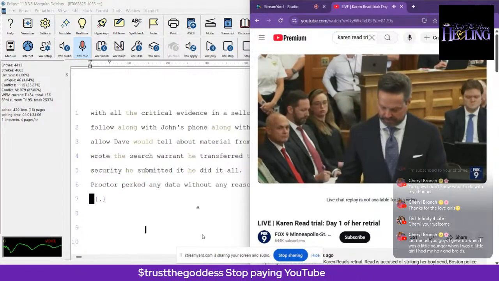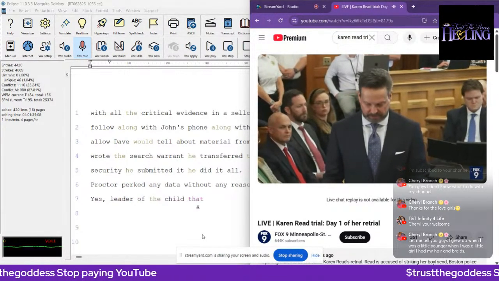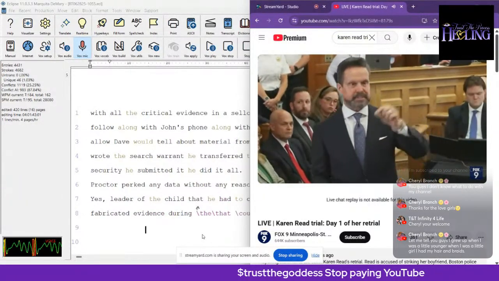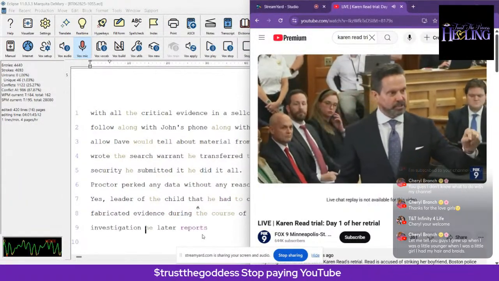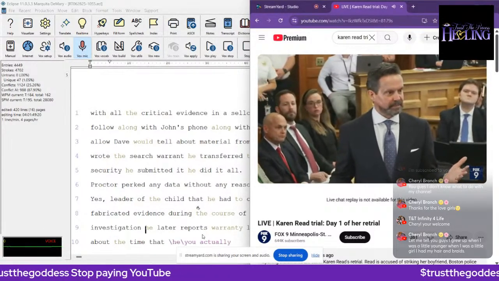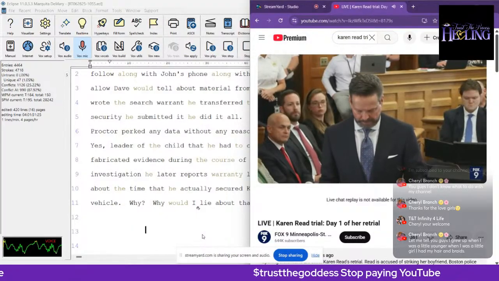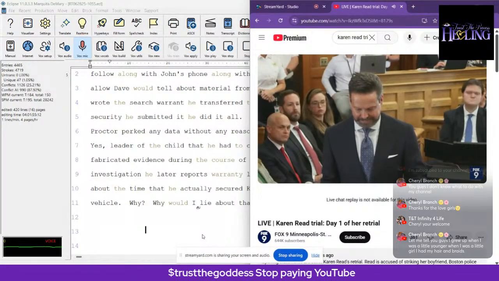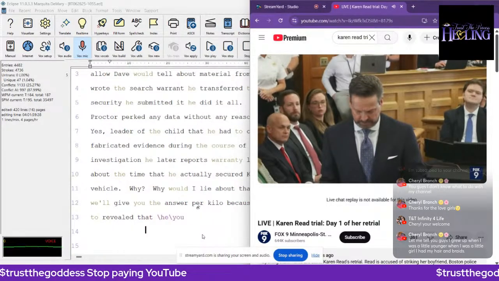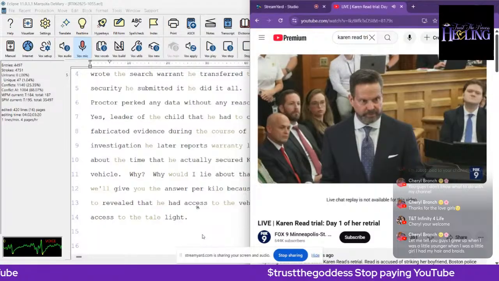You'll see during the trial that he intentionally lied and fabricated evidence during the course of this investigation. He lied in reports, warrants, he lied under oath. He lied about the time that he actually secured Karen Read's vehicle. Why? Why would he lie about that? The evidence will give you the answer. He lied because he did not want it revealed that he had access to that vehicle and he had access to that taillight before any taillight fragments were found at 34 Fairview.